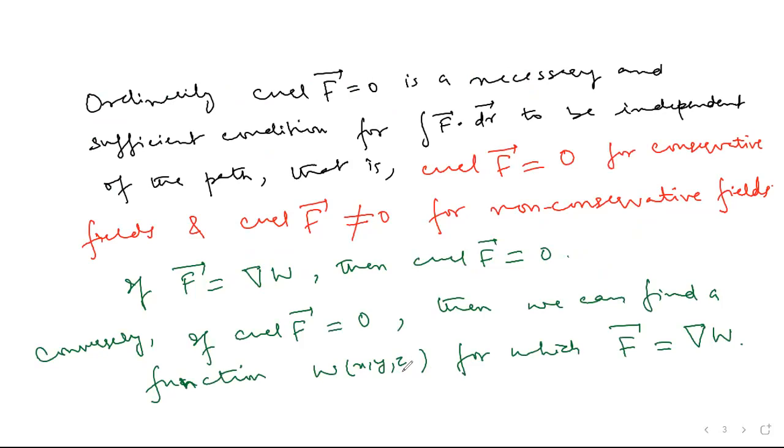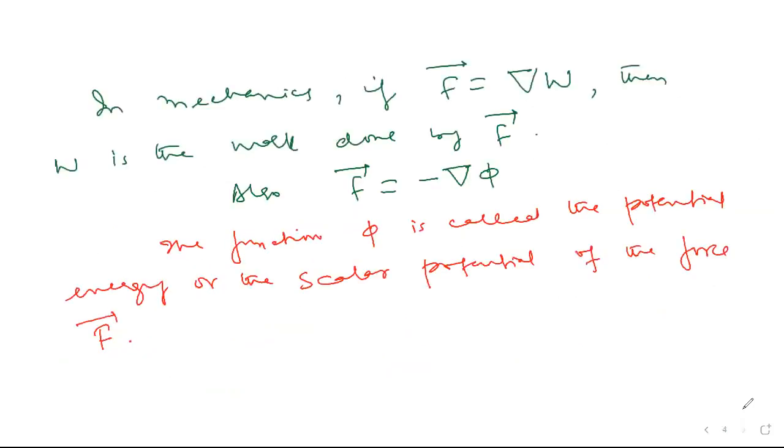To understand it, I'm saying if curl F is 0, then the force field F is conservative, and then it is also true that that force field is gradient of some scalar, and that scalar in mechanics W is the work done by force F, and then there exists some other scalar phi, for which you can write F equal to minus times gradient of phi. The function phi in mechanics is called potential energy or scalar potential of the force field F.